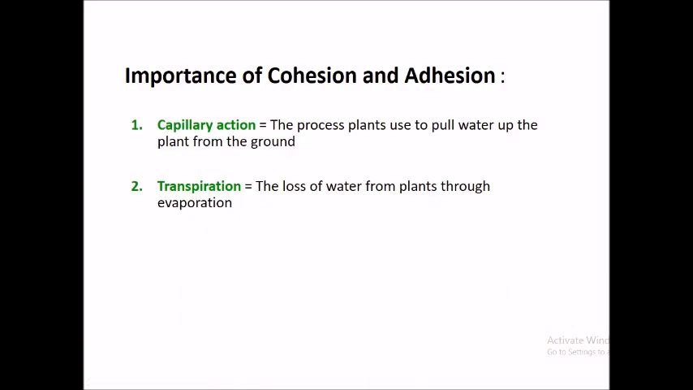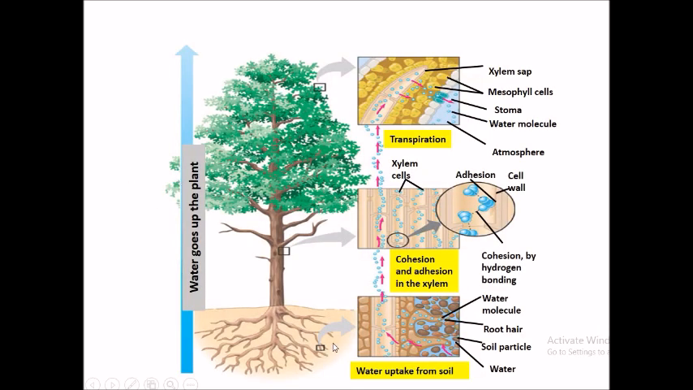So the importance of these two properties is for capillary action, which refers to the process where the plant pulls water up from the ground, and also for the transpiration process in plants, where water is lost from the plant through evaporation. Let's look here. As you can see, root pressure will cause the uptake of water from the soil into the root. And as you can see here, the water sticks together due to cohesion.